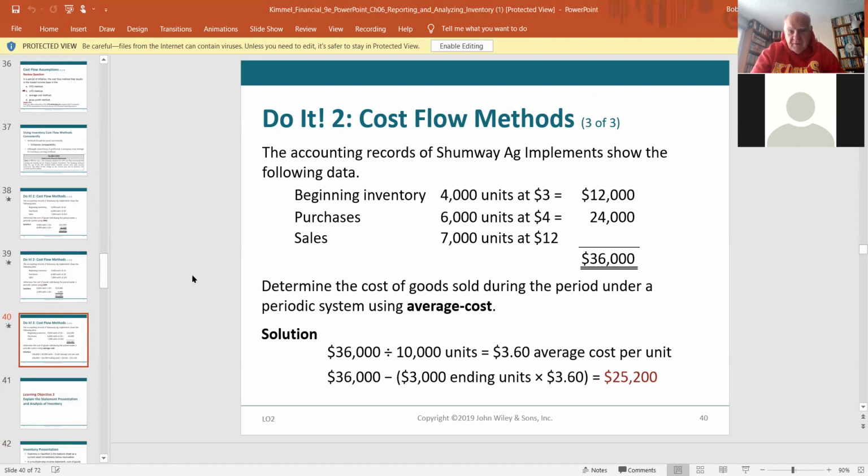Using the average cost, well, we have $36,000 total available. Let's add up the available units: 4,000 plus 6,000 is 10,000. That's $3.60 per unit. Very simply, multiply it out by the amount in the ending inventory and by the amount in the cost of goods sold. And here's a typo: they got dollar signs on units. That should be 3,000 units without a dollar sign. 3,000 times 3.60 is 10.8, that would be your ending inventory, and the difference would be the cost of goods sold.